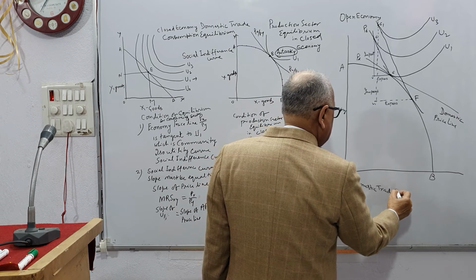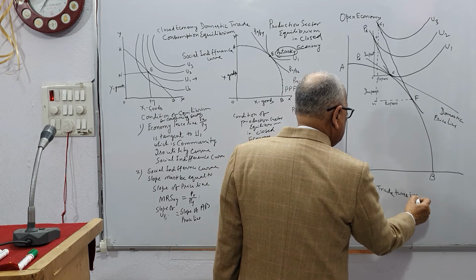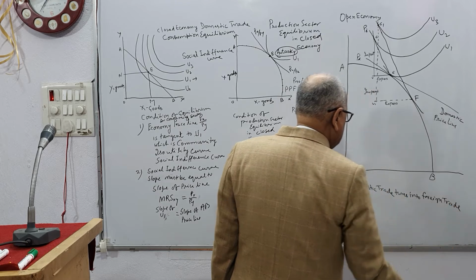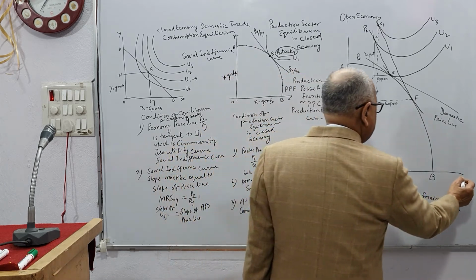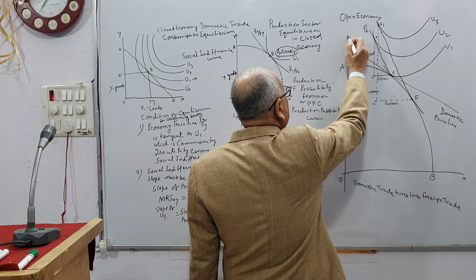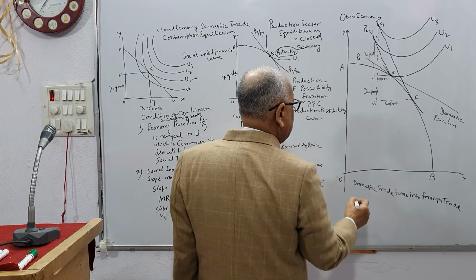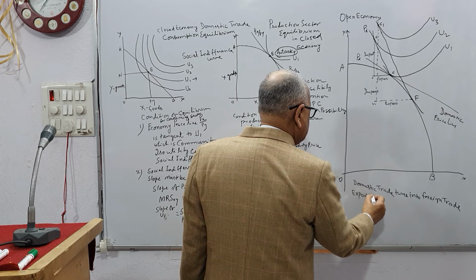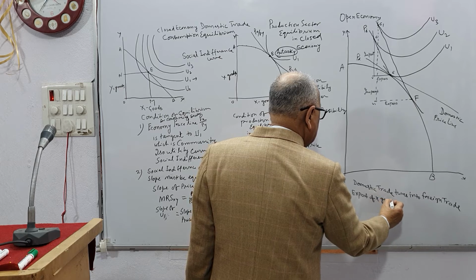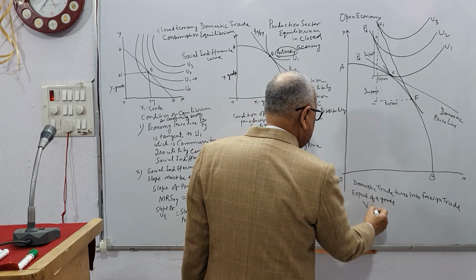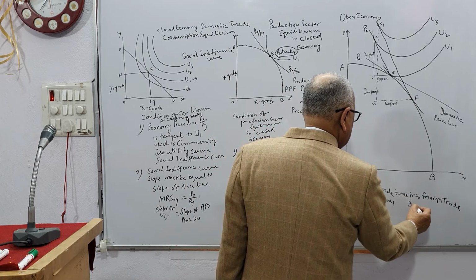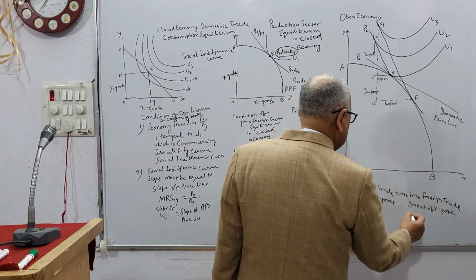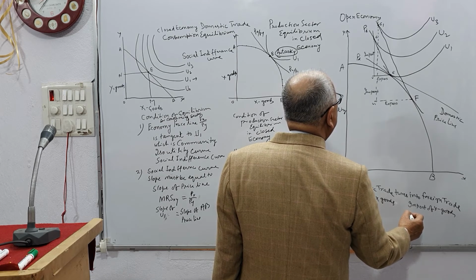Domestic trade turns into foreign trade. Export of X goods is BE, and import of Y goods is BC.